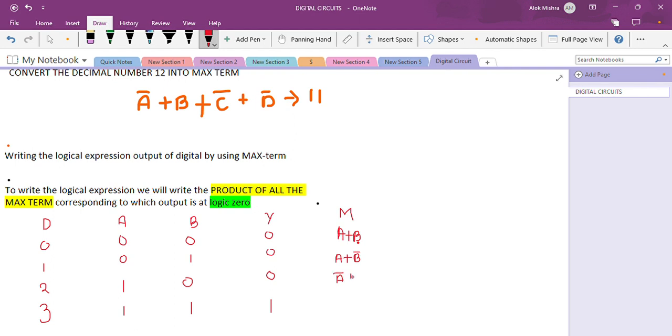So we have F1 as the product of A plus B, A plus B bar, and A bar plus B, right? Very good. And what all the decimal values are you covering here?